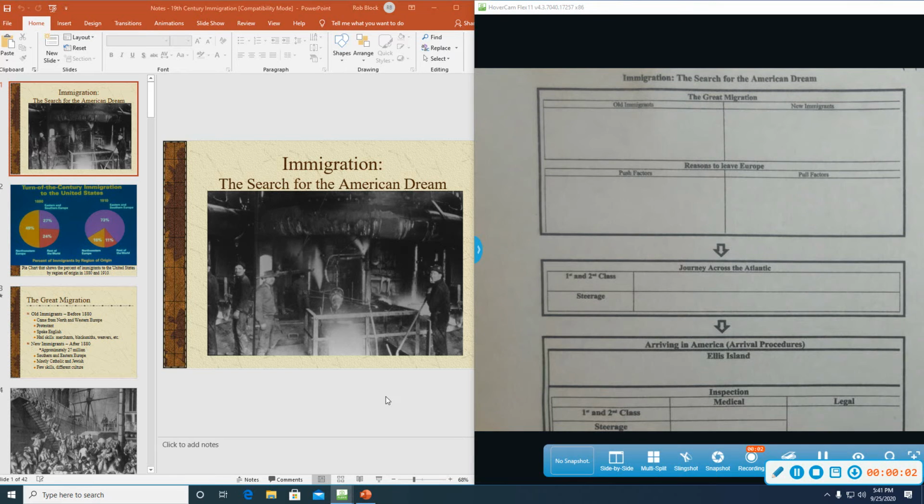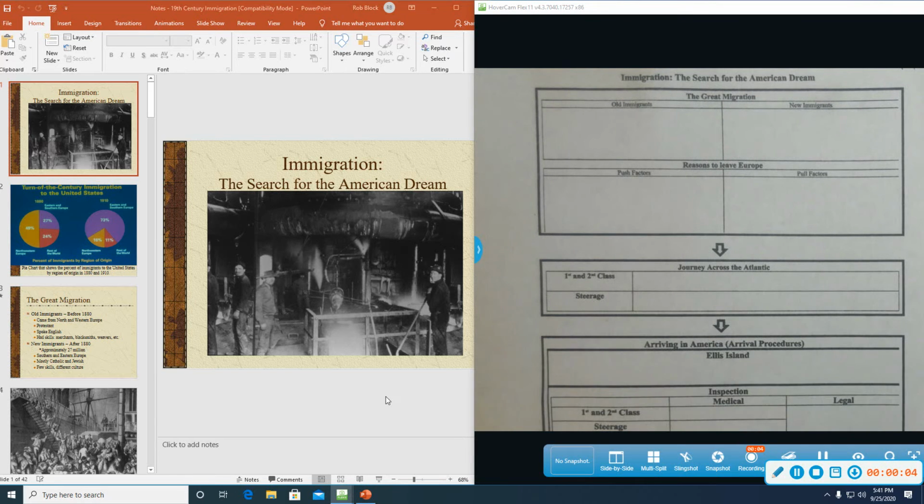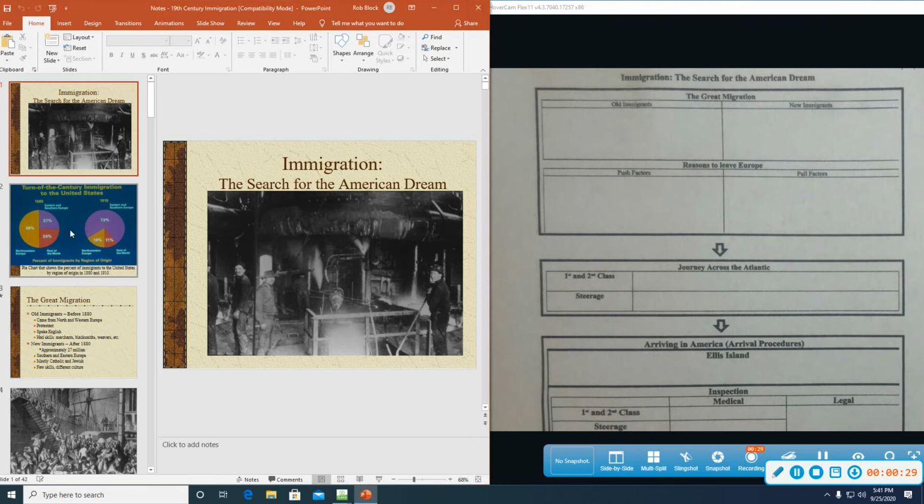Okay, hello students. I'm going to quickly go over page 17, 19th century immigration, the search for the American dream. Of course, you can see the full screened version of the PowerPoint in your Google Classroom. So I just want to quickly explain a few things, how you fill this out, and a few details that you're going to need to know for the STAR test. Okay, so let's get started.